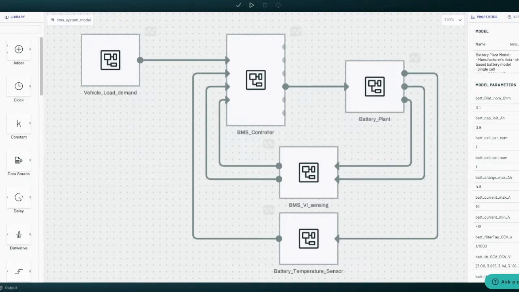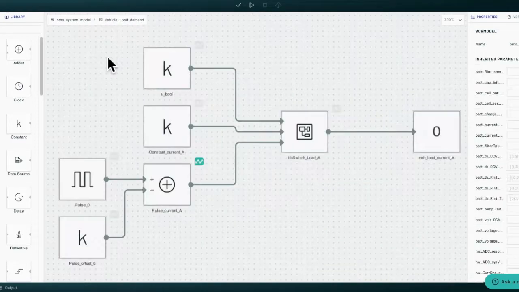So first, let us look at the vehicle load demand model, which is emulating the charging and discharging current cycles. This is implemented using signal generation blocks like pulse, offset, and some other logical elements.